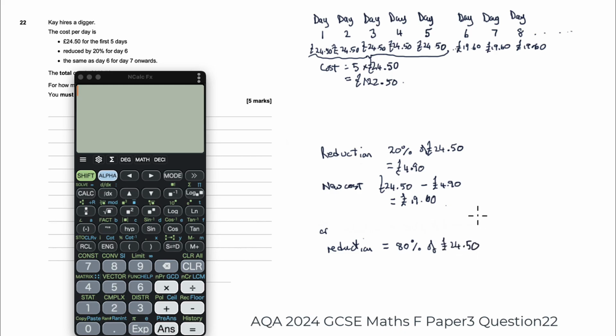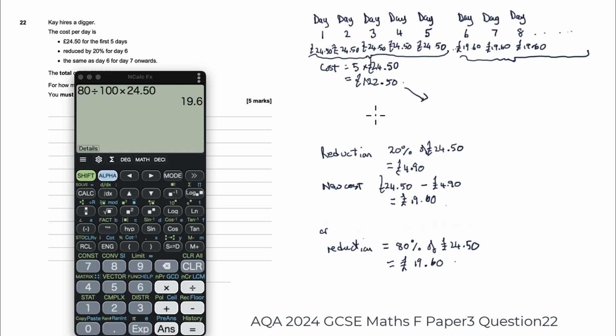Now that should give us the same as before. That's 80 divided by 100, that's what percentage means, times £24.50. And that gives us £19.60 as before. So that's a neater way of doing that. Anyway, here we go. We've got now an unknown number of days that we're trying to work out, how many days are now charged at £19.60.